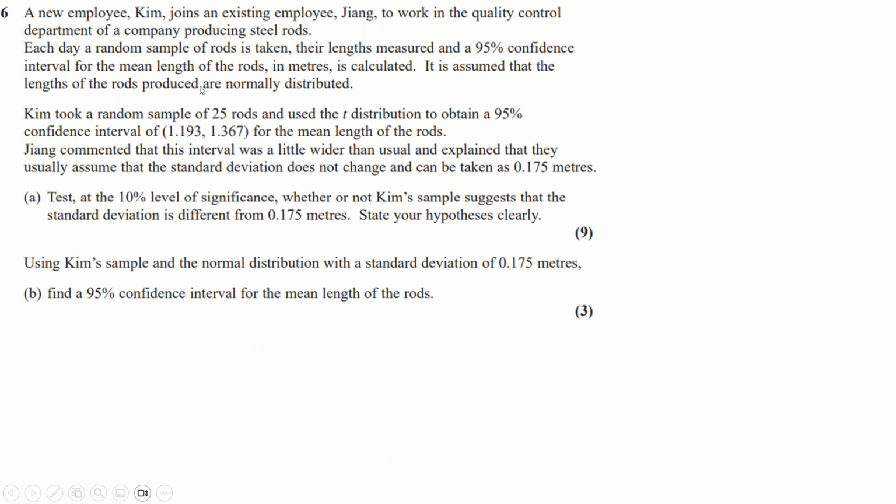She does a bunch of stuff, and she's got a confidence interval with a sample of 25. Apparently this confidence interval is a bit wider than it usually should be, so she's worried that the variance of the things being made has changed. So we're going to test at a 10% significance level whether or not it has.